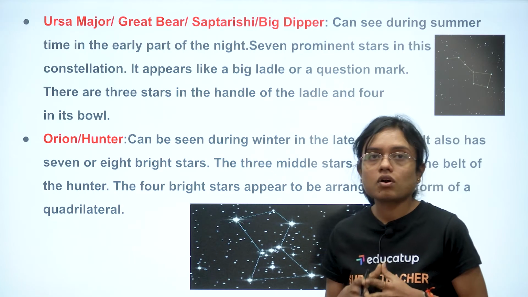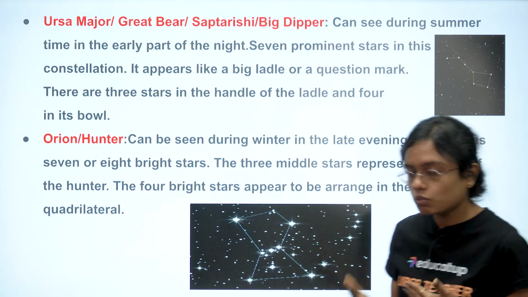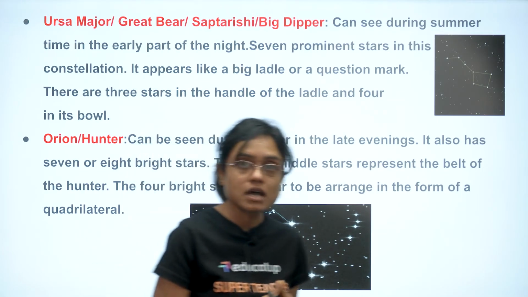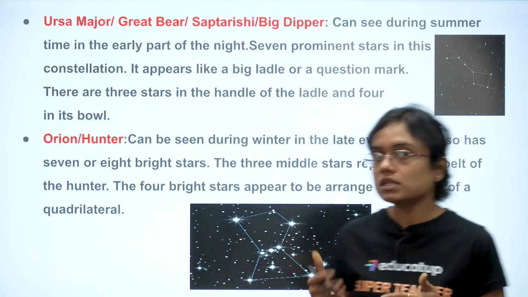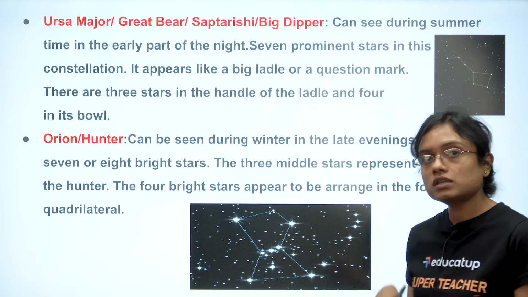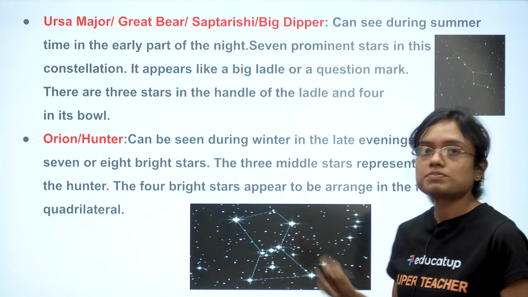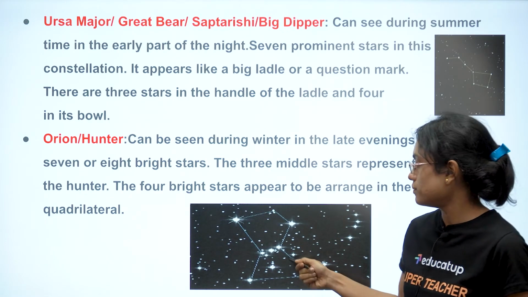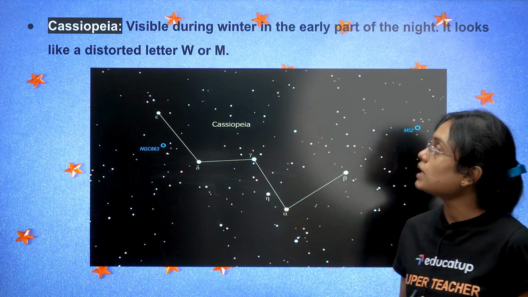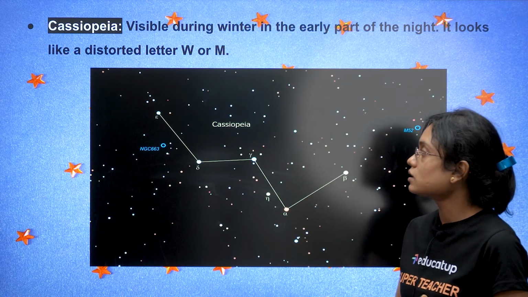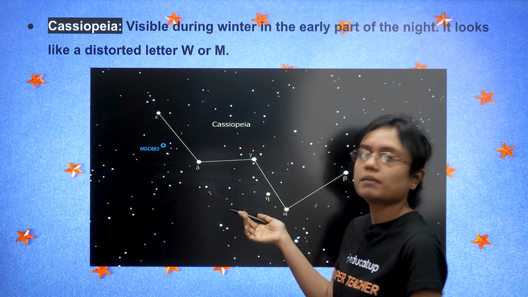Then Orion, or the Hunter, can be seen in winter, in the late winter nights or evenings. It also has 7 or 8 stars. The 3 middle stars represent the belt of the hunter. The 4 bright stars represent the corners of the quadrilateral. Then Cassiopeia, visible during winter in the early part of the night, looks like a distorted letter W or an inverted M, whichever way.